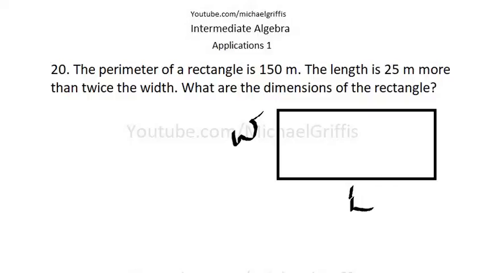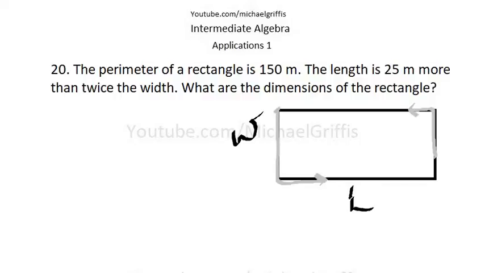Okay? And so remember that the perimeter is the measurement all the way around. So if we were to trace this out, it would be all the way around. Okay, that would be our perimeter. Alright, so let's write the equation.